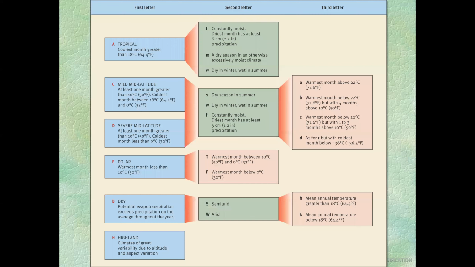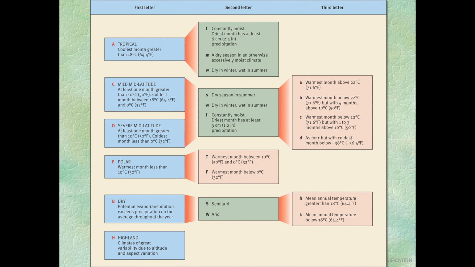This is how your book breaks it down. You have your A climates, those are warm. Your C climates, those are mid-latitude mild. Your D climates, those are mid-latitude severe. E climates are polar. And then you have the 2 special types. The B climates are dry, so they're either semi-arid or totally arid, like a desert, and the highland climates.